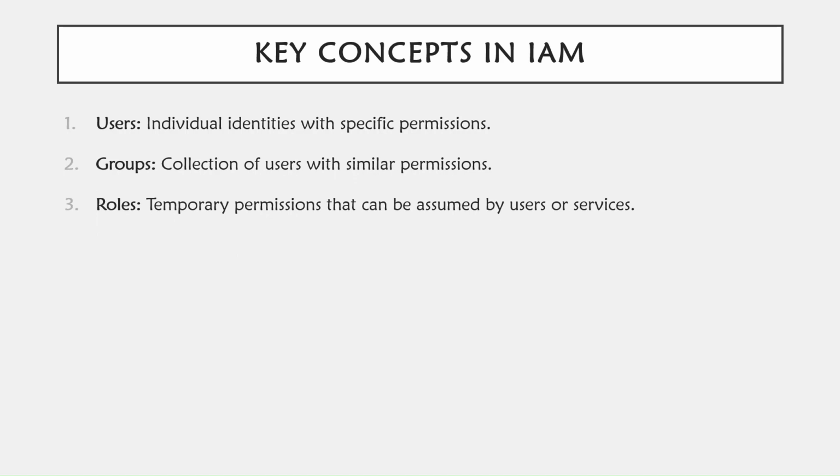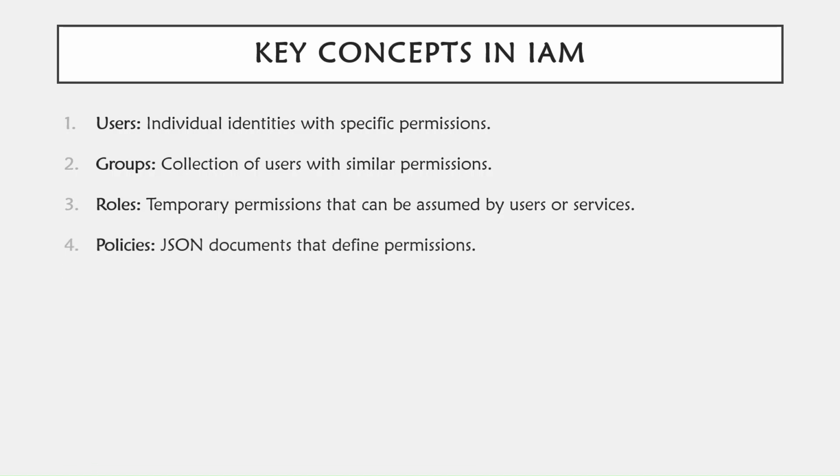Roles are often used to grant permissions to applications, AWS services like EC2 instances or Lambda functions, or users from different AWS accounts. When assuming a role, an entity is granted a set of permissions that they can use for a limited time, and it does not have permanent credentials. It has only temporary credentials. A role might be used to allow an EC2 instance to access S3 buckets, or for an AWS service like Lambda to perform tasks in another AWS account.